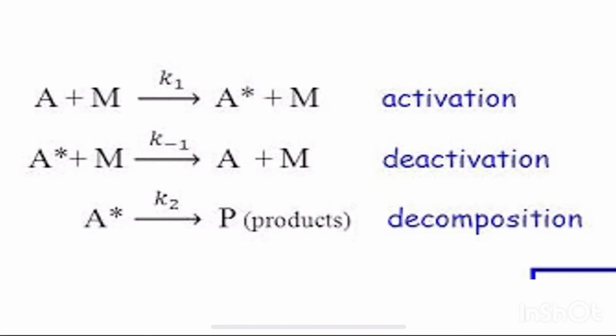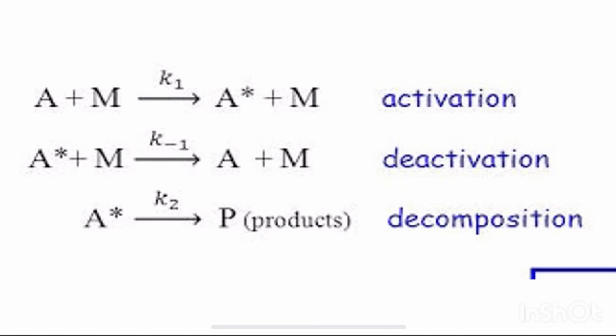With a slight modification of the Lindemann-Christiansen mechanism, the theory for unimolecular reactions can be written, following the Hinshelwood suggestion, as follows. Here M is any molecule, including another A, that can transfer energy to A when a collision occurs. A star is the energized molecule, and A double dagger is the activated molecule. To become an activated molecule, the molecule A must acquire at least an energy, written here as epsilon 0 star.